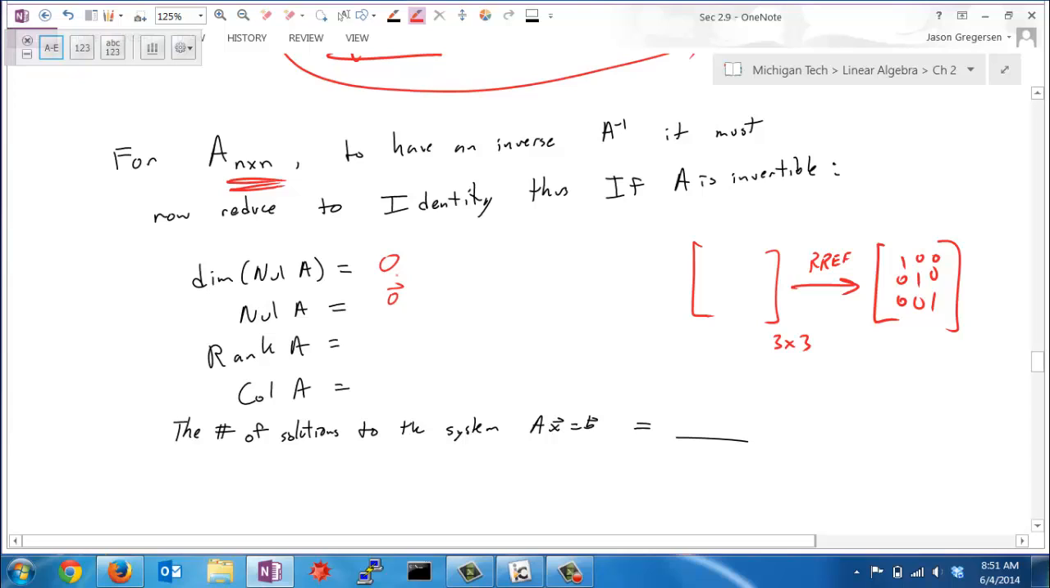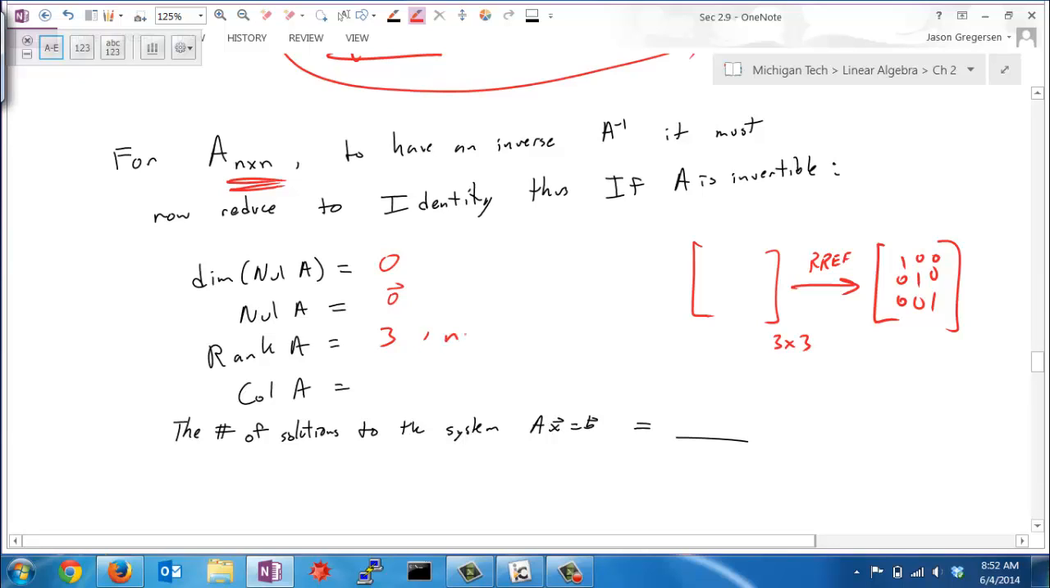What would be the rank of A? The dimension of the column space? 3. We're just counting the pivot positions there. Or more generally, it would be n.